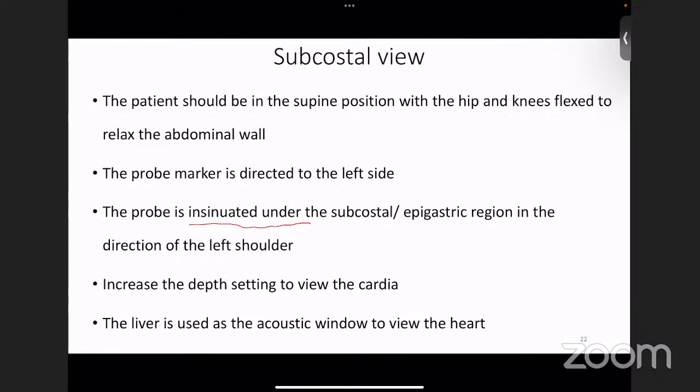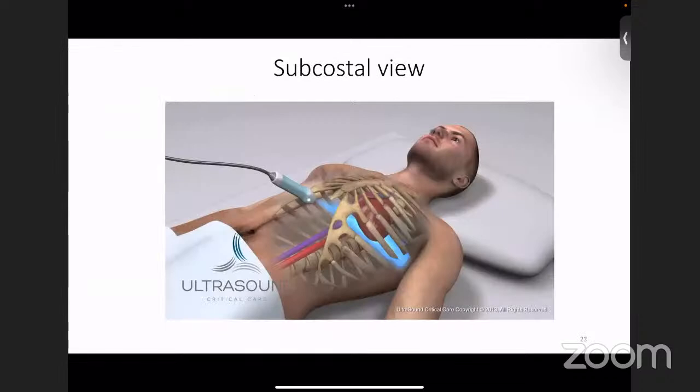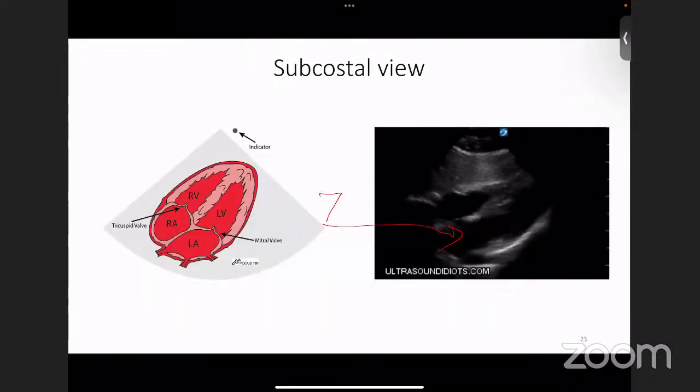You should always, if a patient is awake and conscious, tell the patient that it is going to hurt a bit. And then you have to increase the depth setting to see the cardia, because it is a little on the deeper aspect. And what you use here is the liver as the acoustic window. So this is how you insinuate the probe at the epigastrium and then direct it towards the left shoulder. Okay, so this is the view you are going to get.